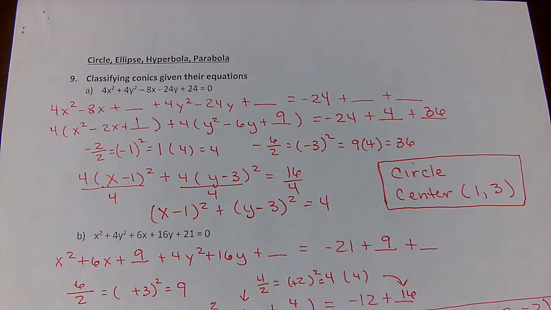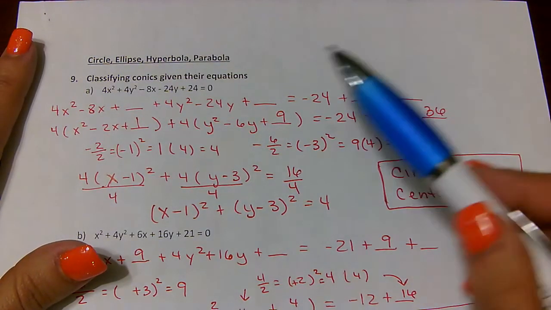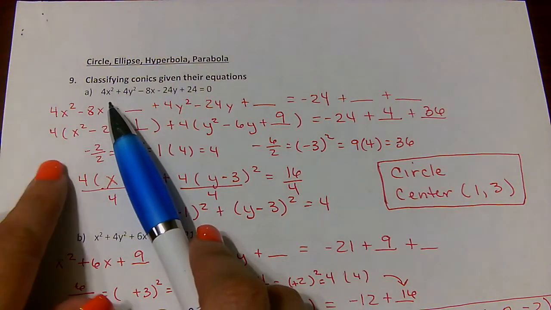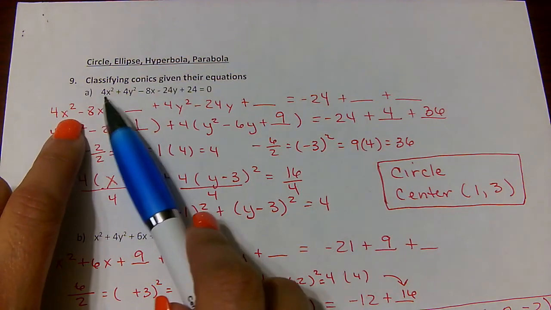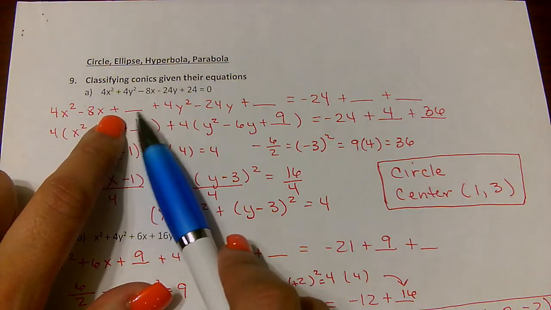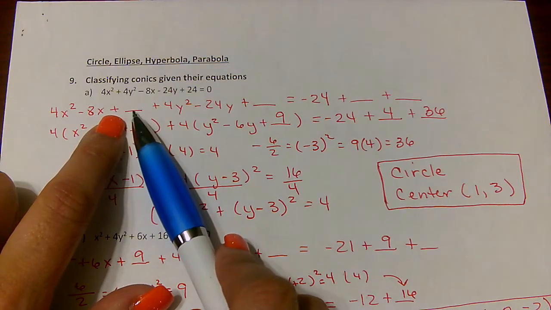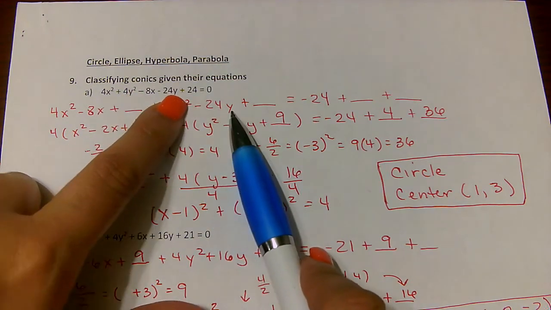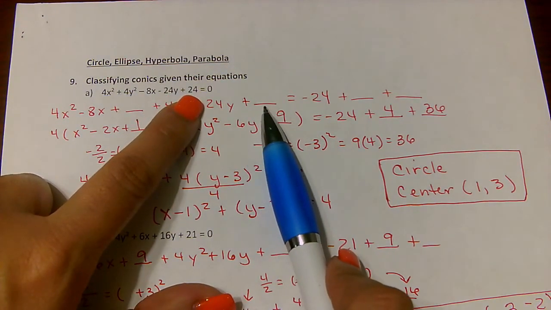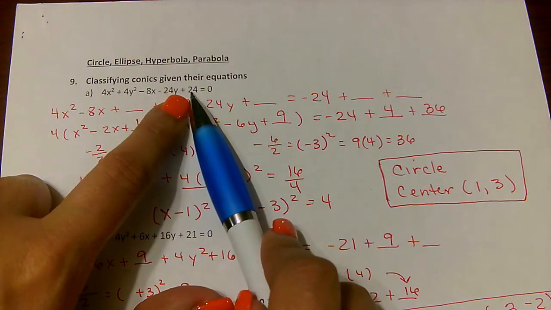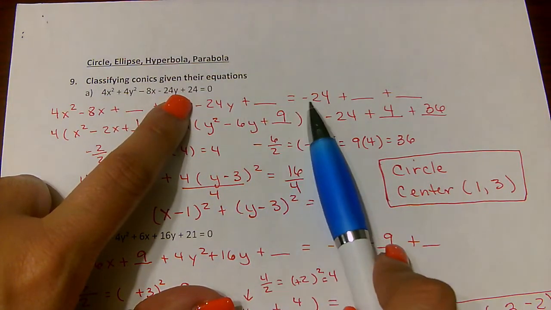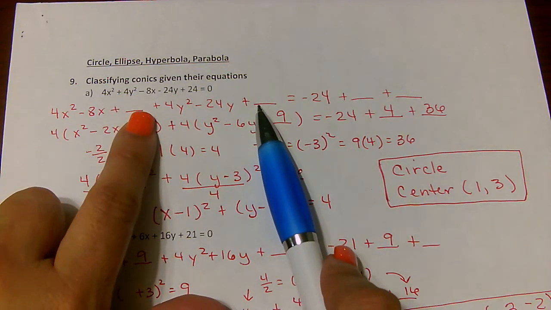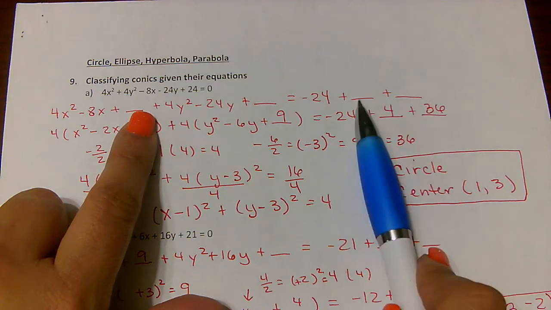Number 9. Number 9 says we're going to classify the conic section given the equation. Part A, I went ahead and combined like terms. 4x squared minus 8x plus some number, remember we have to complete the squares, plus 4y squared minus 24y, again plus some number. I took this 24 over to the other side, which means it's equal to -24 plus 2 numbers. Since I have 2 blanks on this side, I need 2 blanks on this side.